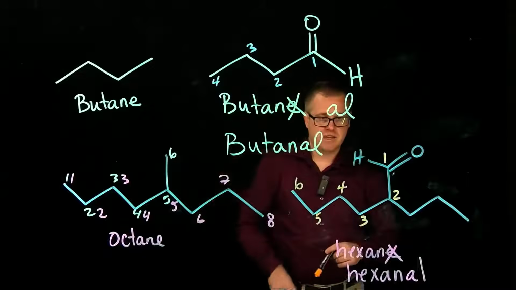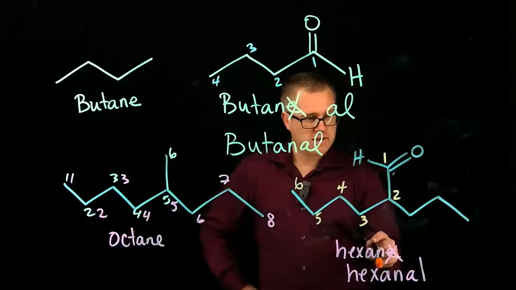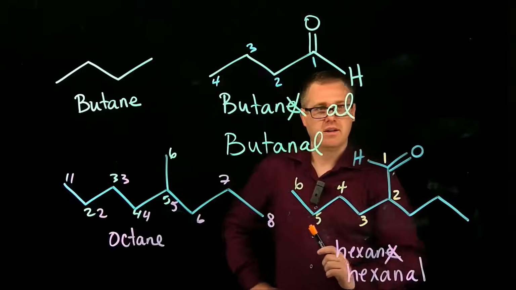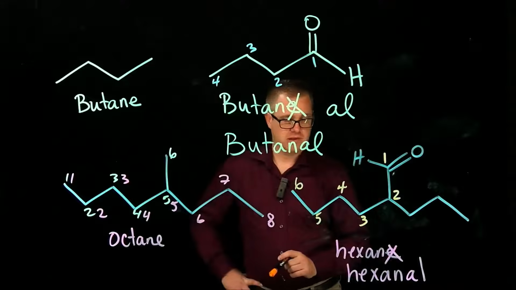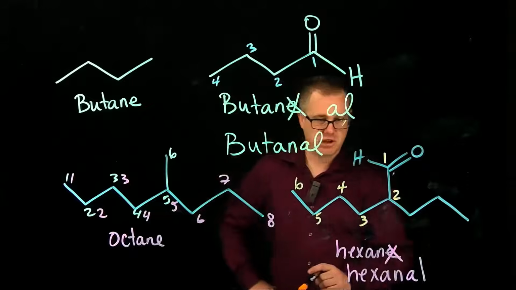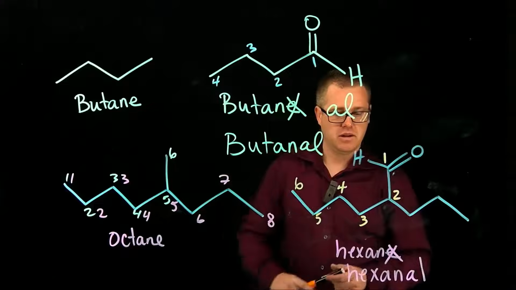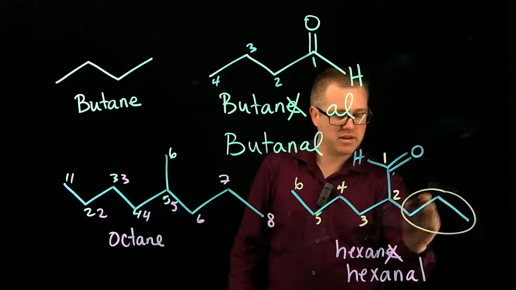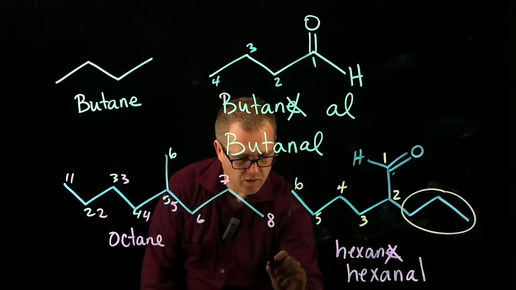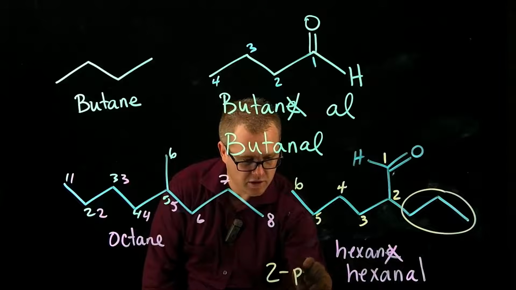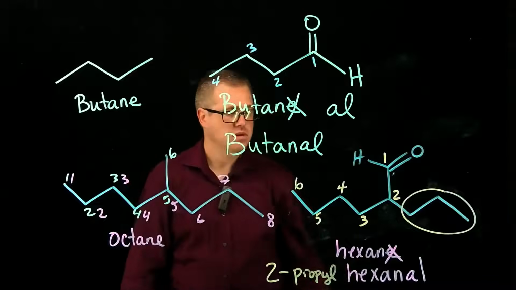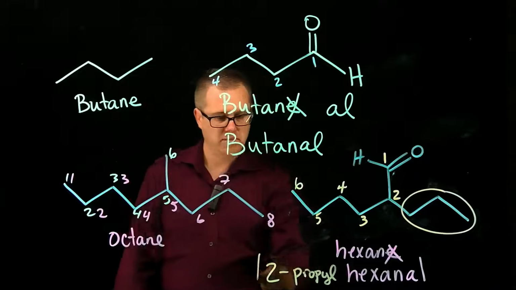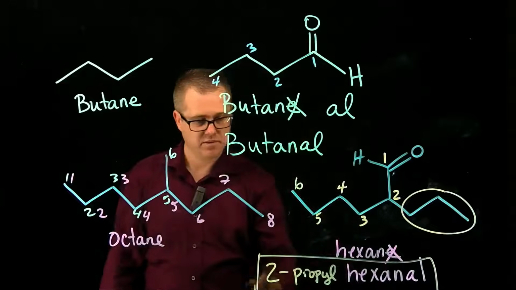So now that it's numbered correctly here, what are the substituents here? There is a 1, 2, 3. There is a propyl group attached to carbon 2. So how would we name this molecule? Well, we have a propyl group right there on carbon 2. So we would just go 2-propyl hexanal. So that would be the name of that molecule.